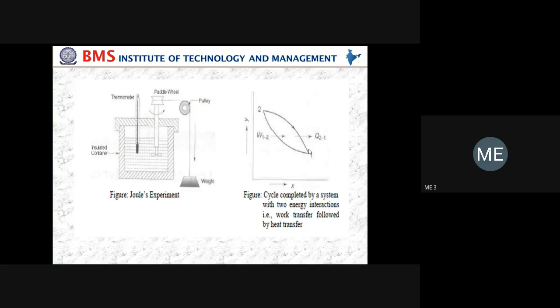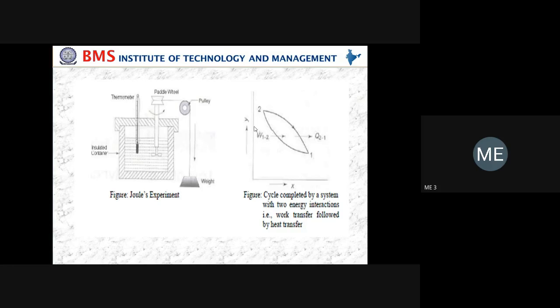And remember, the cyclic integral of any property is 0. Like the cyclic integral of dq is 0, the cyclic integral of dT is 0, the cyclic integral of dU and dS is also 0, because both internal energy and entropy are properties of the system. Hence, the cyclic integral of any property is 0.